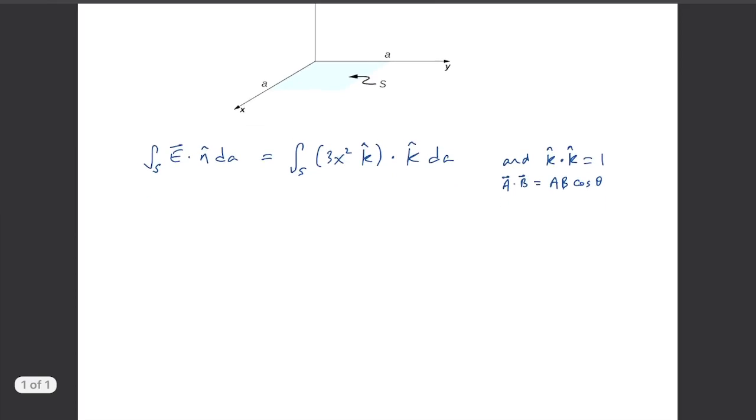All right. And the surface integral we can rewrite as going from 0 to A, going from 0 to A, we'll just have 3x squared. And then the dA we can write as dx dy. All right, so we can say where dA is equal to dx dy. Okay.